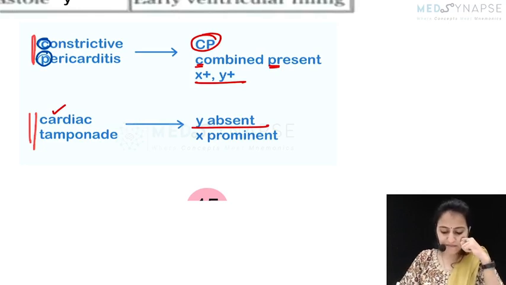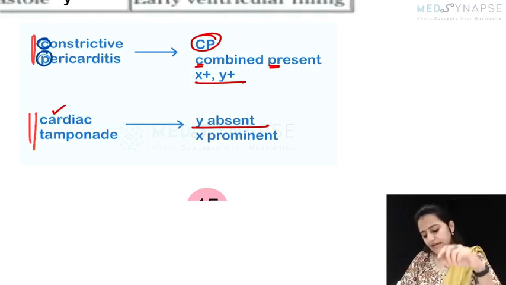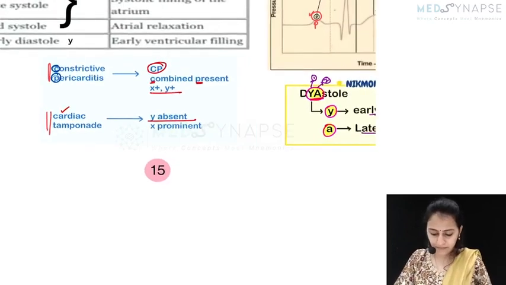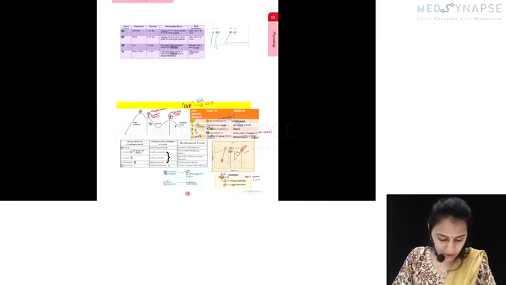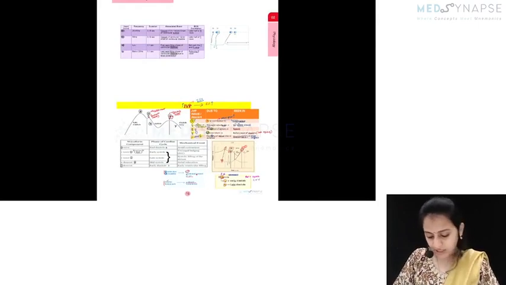Remember, in constrictive pericarditis, it is CP, combined present. So now if we go back to your medicine part, the JVP abnormalities.